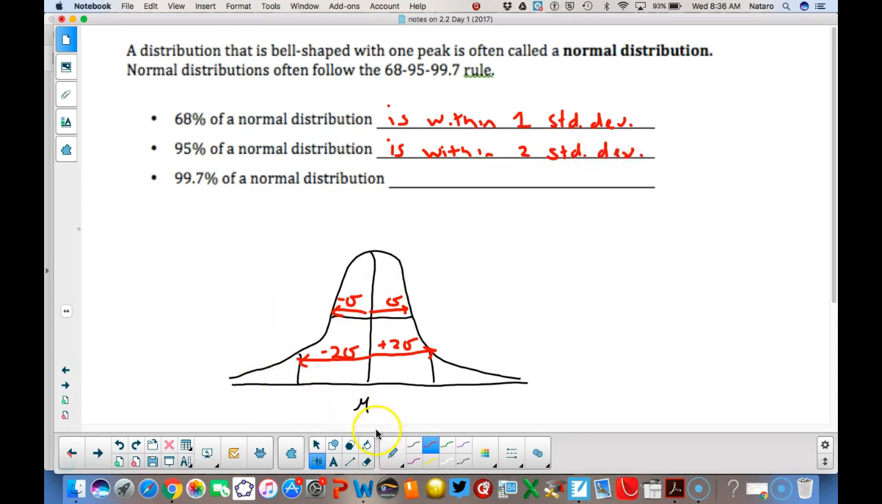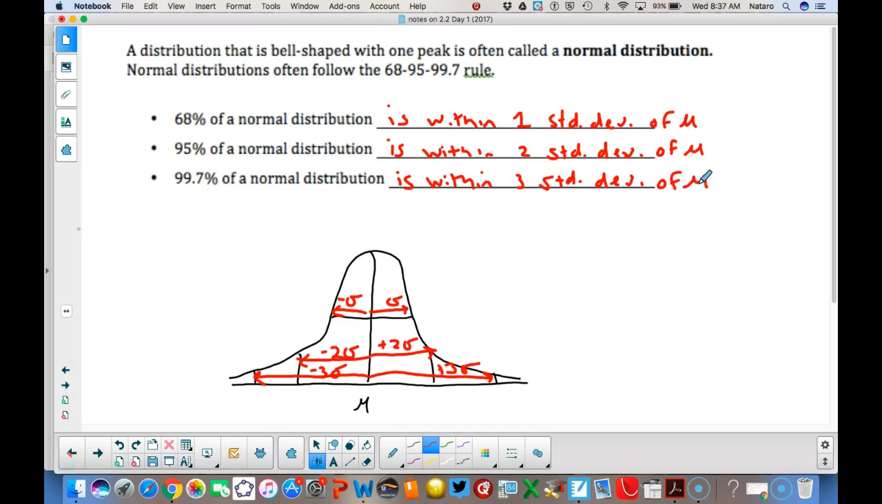And 99.7%, or almost all of the distribution, is within three standard deviations. So if we go out three standard deviations, we have almost our entire distribution. This would be three standard deviations to the left, and this would be three standard deviations to the right. So 99.7%, or almost all of a normal distribution, is within three standard deviations of the mean, being the population mean.